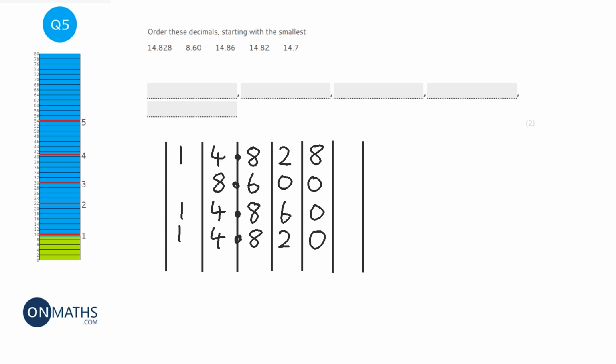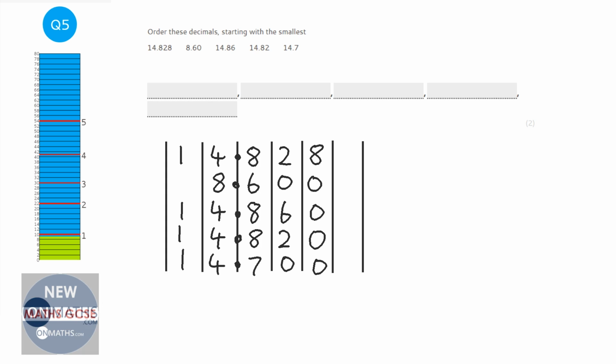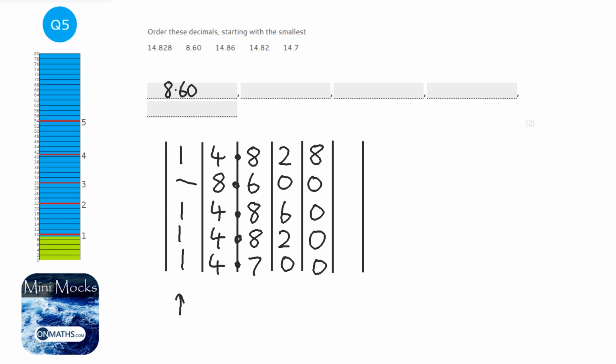14.820, and then 14.7. Now we're starting with the smallest. I'm looking for the smallest one first. Well, the smallest one's leaping out because if I just look at this column, there's only one number that has a 0 there, all the rest of them have 1. So the 8.6, 0, and I have to put the 0 because that's how it's said in the question, is definitely the smallest. So we can cross that out.